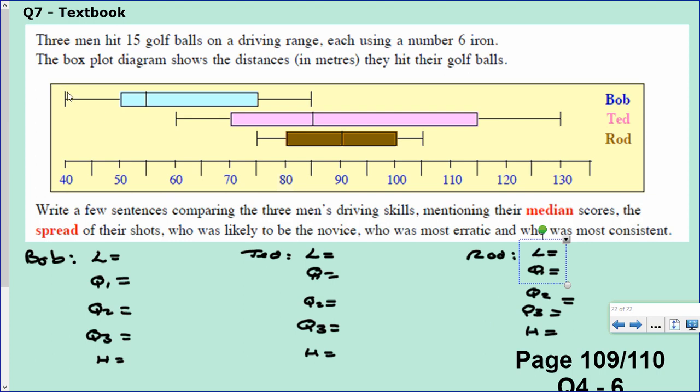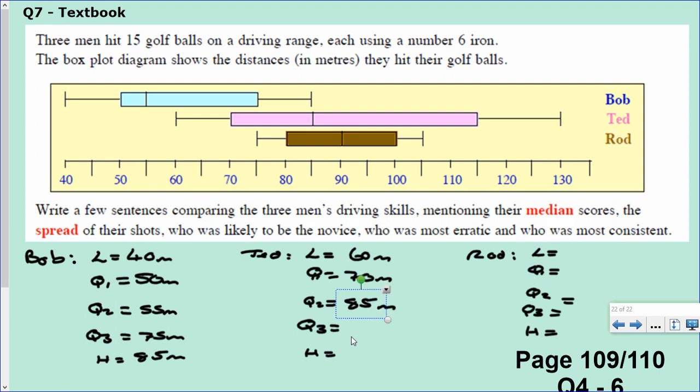Right, so for Bob, our lowest, remember, is this line here, we've got 40 meters. Q1, 50. Q2, 55. Q3, 75. And then Bob's highest there is 85. Now I'm just going to go through them for them all. Ted, his lowest is 60. His Q1 is 70. His median is 85. His Q3 is 115, which is fine. And then his highest 130.